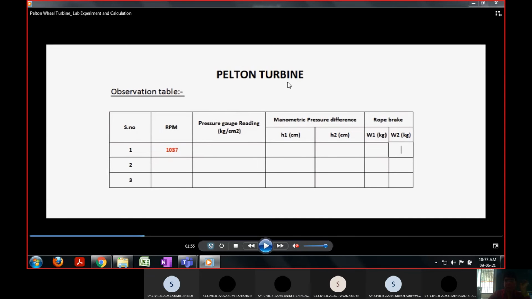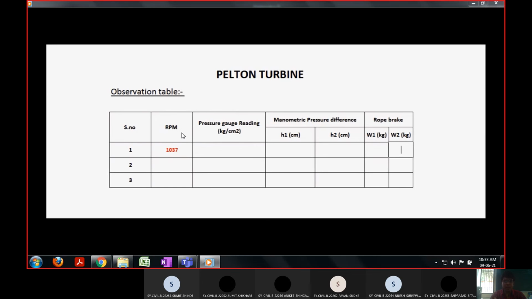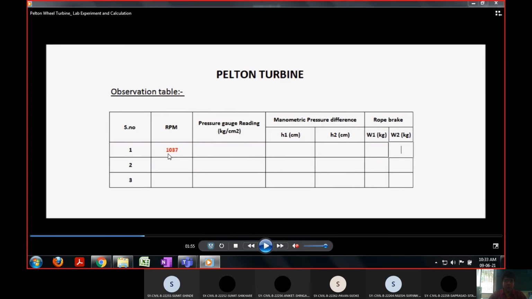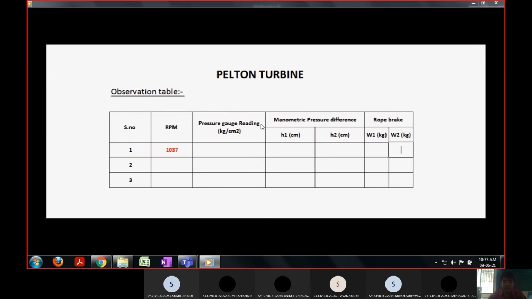So this is the observation table we require to perform the practical. Serial number. Then the second column is RPM, revolutions per minute. When the water jet is impacted over the bucket, the bucket will rotate at a certain speed, so we call it RPM. We have to take this RPM, the speed of the bucket. Then we have to take the pressure gauge reading. I have shown the dial gauge earlier; with its help we can measure the pressure at the inlet of the turbine in kg per centimeter square.